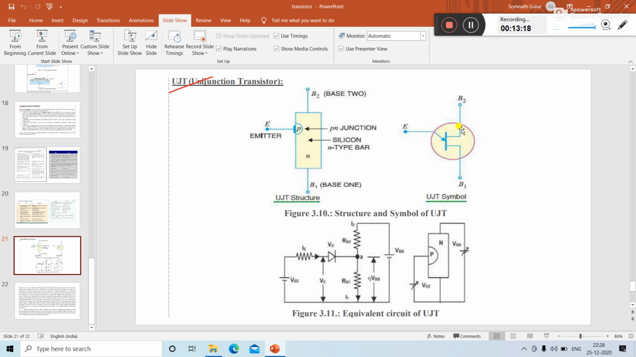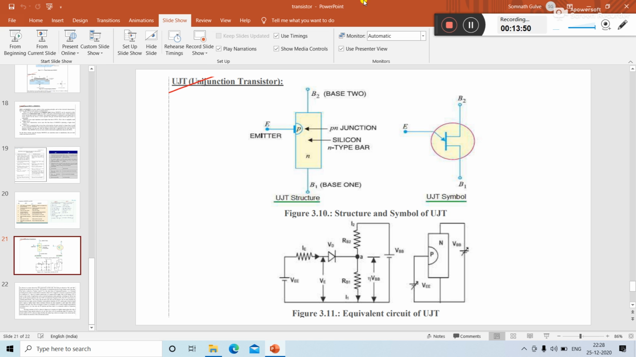Symbolically, it is represented like this. The emitter drawn over here is somehow tilted, and it is an inverted arrow. The equivalent circuit is shown here. UJT is basically used to trigger or supply the voltage for the SCR, silicon controlled rectifier. To trigger it on, many devices are used, but the most popular device to turn on the SCR is the UJT.